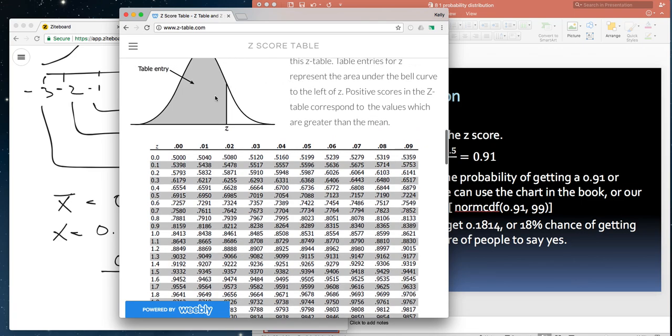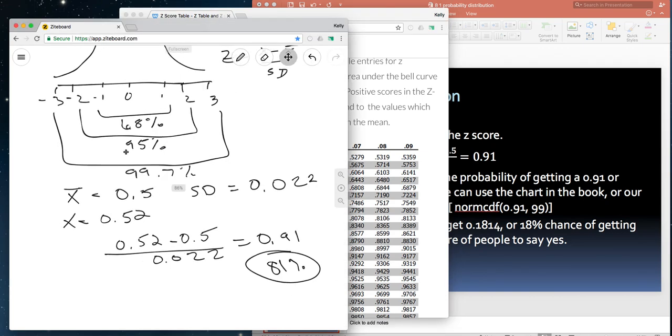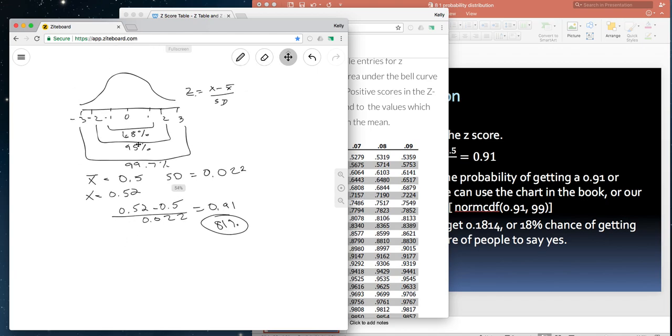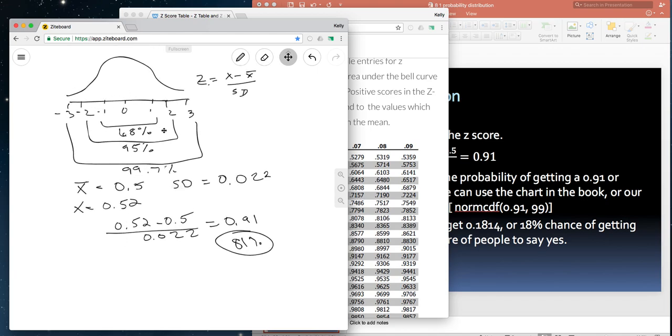Now, this is actually to the left. So remember, if we want to the right, we have to subtract it from 100. So we weren't quite done yet. 81 wasn't the answer. So since we are wanting to the right, we're going to do 1 minus 81%. So it's going to be about 19%. And when I did it on my calculator, I got 18.14. So it's a very close number. So either one would have been okay.